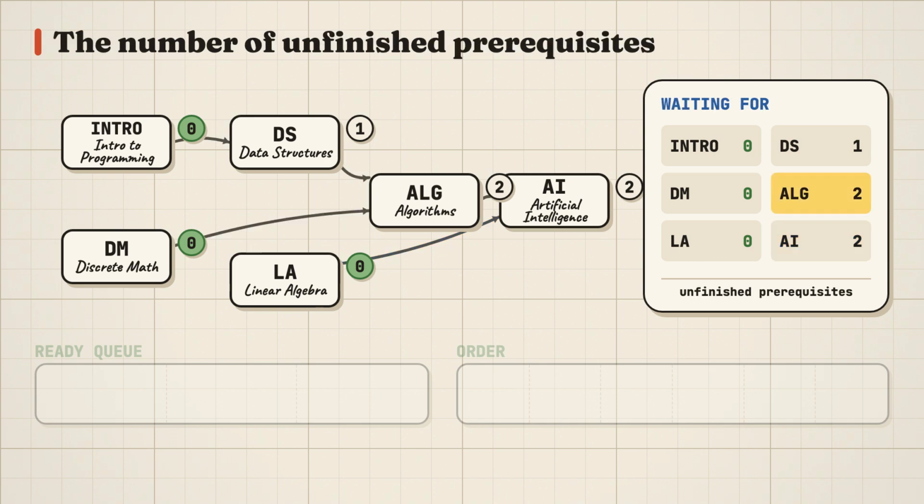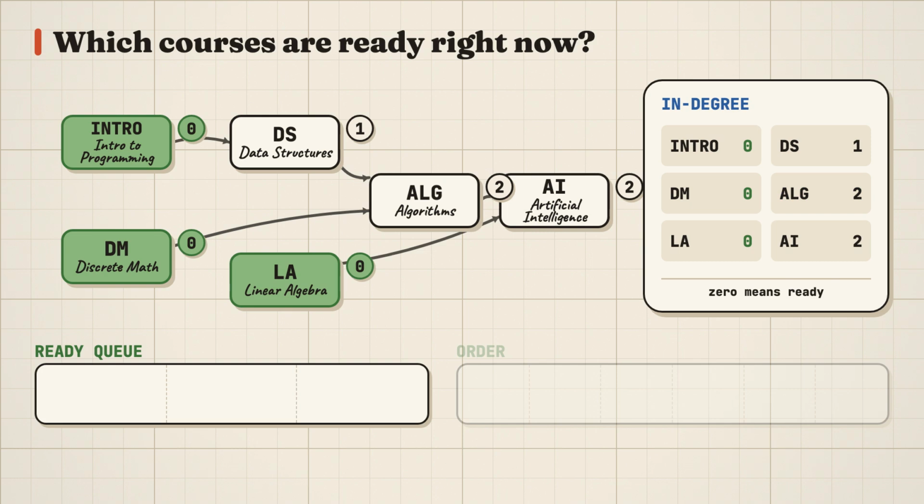This number tells us how many prerequisites a course is still waiting for. The standard name for it is in-degree. Which courses can we take immediately? Intro to Programming, Discrete Math, and Linear Algebra have an in-degree of 0. They are not waiting for anything, so we put them into a queue.